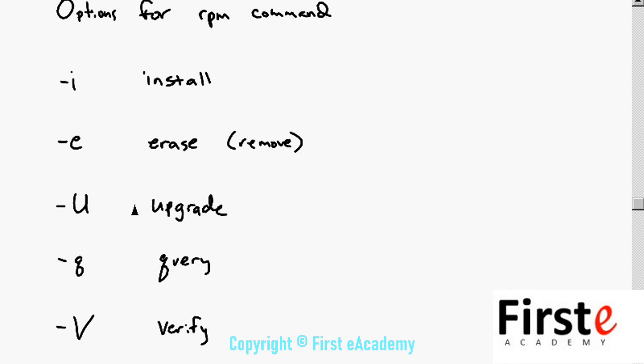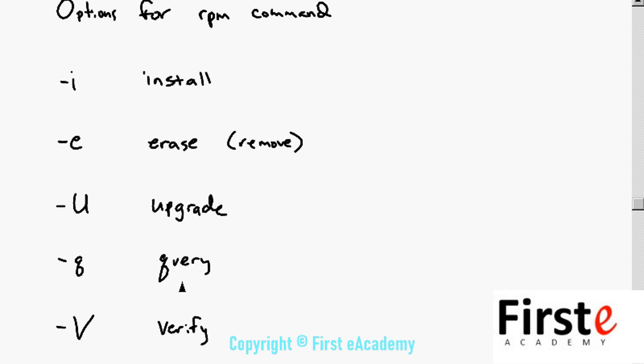Then there's -U for upgrade. Now, what upgrade does basically is it erases the old version and installs the new version. But the way that it's different from just using -e to erase the old version and using -i to install the new version is that it will keep all the configuration files from the old version, so that if you modify the configuration files to be customized for your particular installation, then if you use the -U option to upgrade the software, all those configuration files will stay in place. So that's how it's different from just erasing and installing.